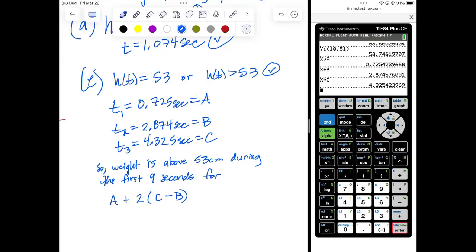Got it? Now all I got to do to figure out what that number is, guess what? Type that in to the home screen. Alpha A plus 2 times parentheses alpha C minus alpha B. And now you know that you're going to get the right answer and there's no intermediate rounding error. 3.627 seconds. Okay, so for this one, you're going to get 1 for the method, 1 for showing the method, and then 1 for the answer with units.